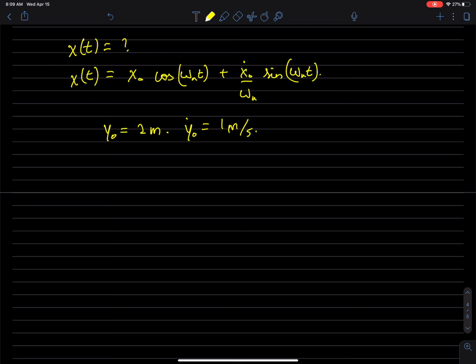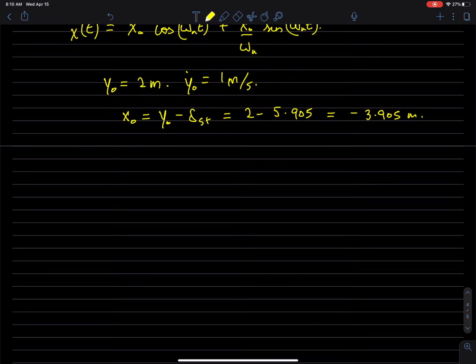If y is 2, what is x naught? x naught is, of course, y naught minus delta st. So 2 minus 5.905, and you get minus 3.905 meters. That's x naught. And then x dot naught is basically going to be y dot naught, because x and y differ only by a constant. So we just get 1 meter per second.